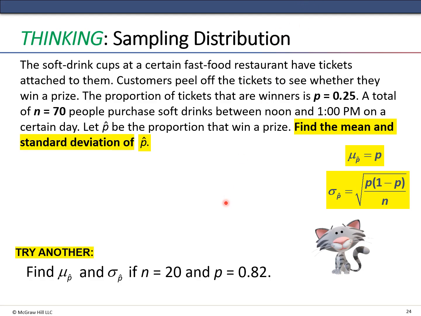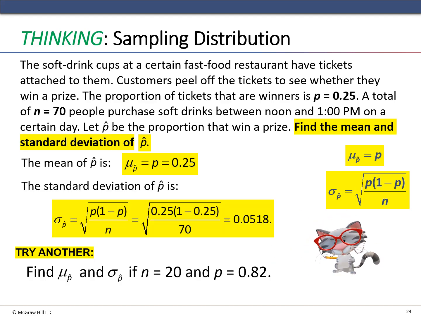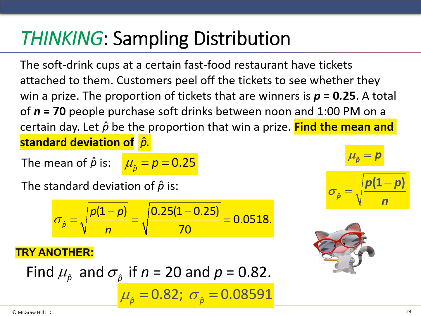All right, so we know that the mean of p hat is equal to p. And we can calculate the standard deviation of p hat, which is the square root of the quantity p times 1 minus p all over n, p being the population proportion and n being our sample size. Okay? So that's all I'm asking you to do here, is first to be able to calculate those values. So do the same thing with those formulas for the values below, and you hopefully will get this. Again, try it, if you haven't already.